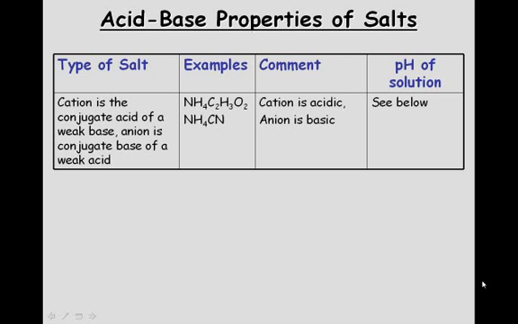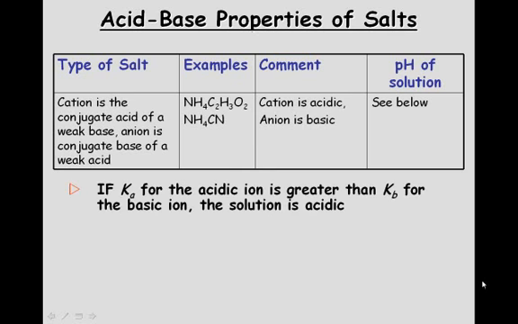Now, as far as calculating, we won't do a whole lot of calculations with these type of salts. We will work more with those first 3 groups that we looked at. So if the Ka for the acidic part of the salt is greater than the Kb, then the solution is acidic. So in the case of NH4+ and C2H3O2- in ammonium acetate, you would be looking at the Ka for NH4+.